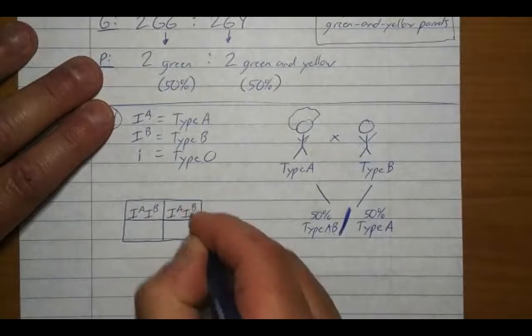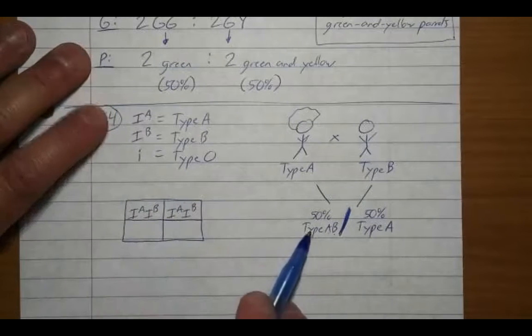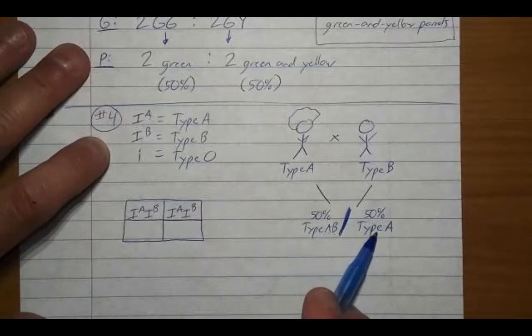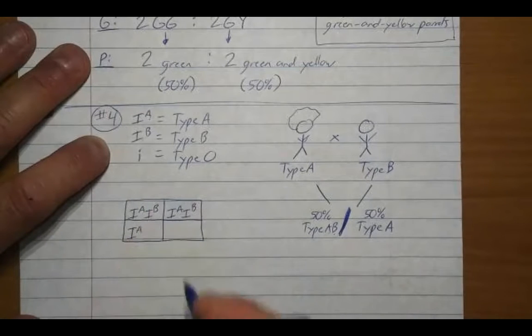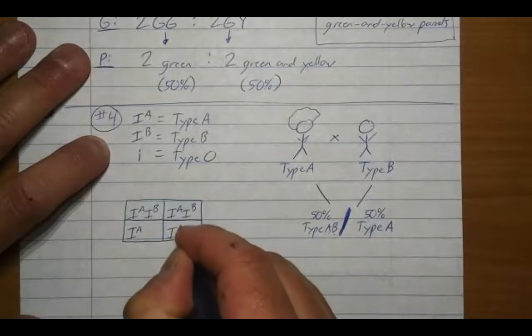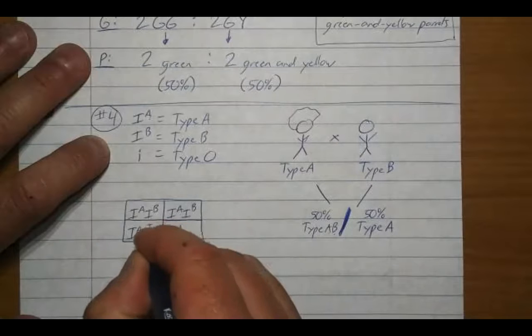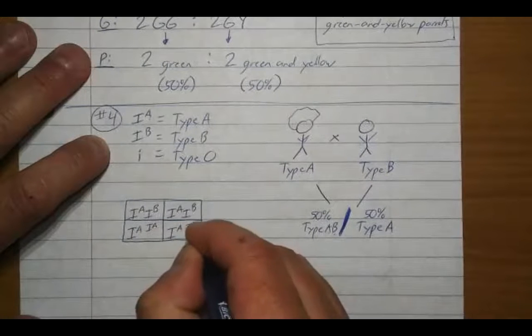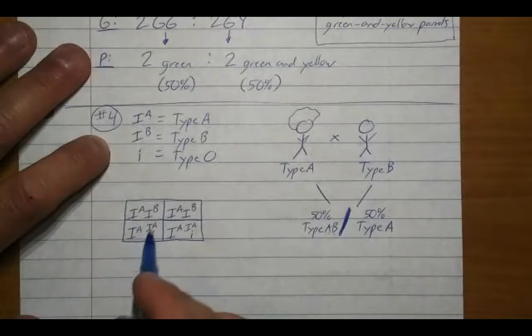And to make them 50%, it's 2 out of 4 boxes. So I know 2 of the boxes must have been that. What about the other children? Well, they're type A. So I know that they have to have at least that. And it can't be I to the B. It's either capital I to the A with another capital I to the A or lowercase i. I don't know what that second letter is. It's either that or that.